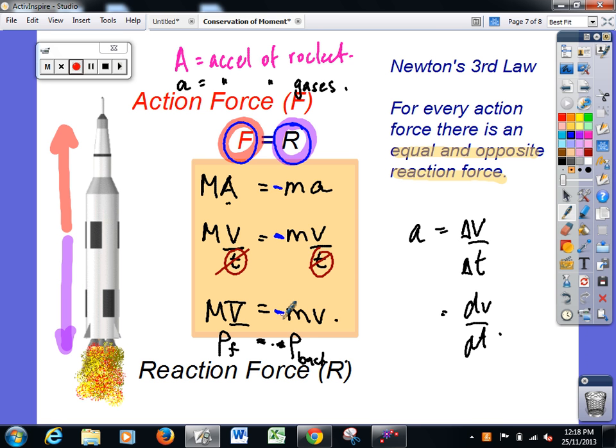Okay, so there we are. We can now explain the momentum of a rocket in terms of the changing motions of the mass of the rocket itself and the gas. And we can also explain the changing momentum and motion of the rocket in terms of action and reaction forces. Okay, happy with that?